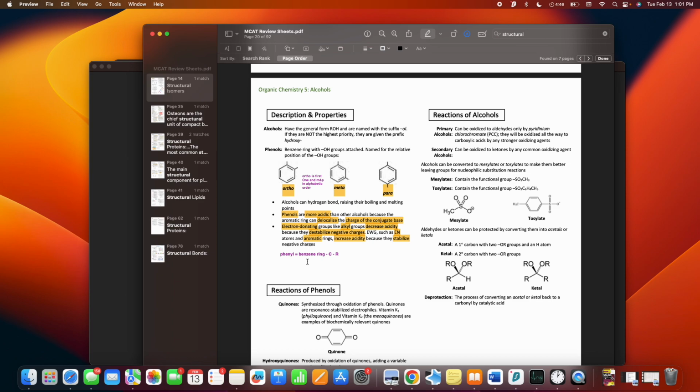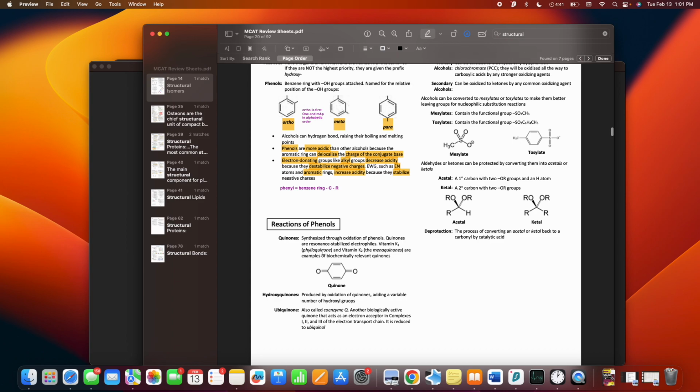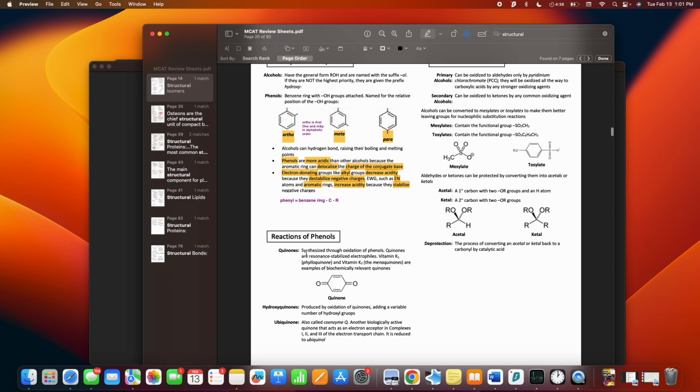Phenyl equals benzene ring. The reactions of phenols: quinones are synthesized through oxidation of phenols. So if you oxidize phenols, you get quinones. And quinones are resonance stabilized electrophiles. Vitamin K1, phylloquinone, and vitamin K2, the menaquinones, are examples of biochemically relevant quinones.